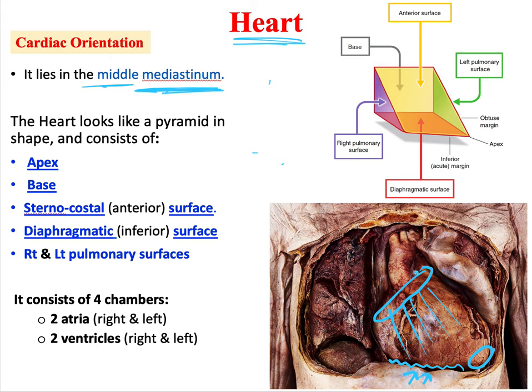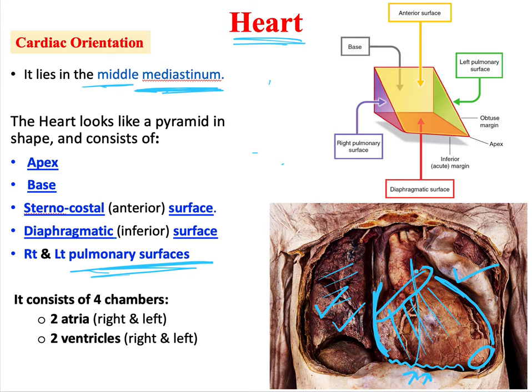And if you look laterally, or if you dig deep in the heart and look at the lateral relations of the heart, you would say that it's bounded laterally by the right and left lung, also covered by visceral and parietal pleural membrane. So this surface of the heart from the right and this surface from the left are known as pulmonary surfaces because they are against the lungs.